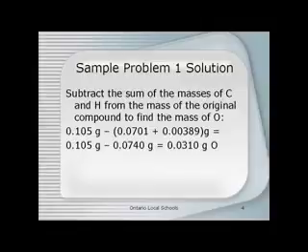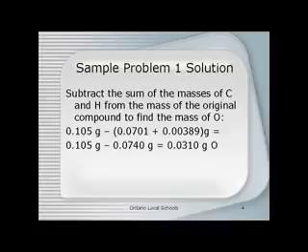We have to find the mass of oxygen a little differently, because when we combust a compound in excess oxygen, the oxides that are formed, water and carbon dioxide, are going to contain not only oxygen from the compound itself, but oxygen from what was added for the combustion process. So in order to find the oxygen, we have to subtract the sum of the masses of carbon and hydrogen from the mass of the original compound to find the mass of oxygen.